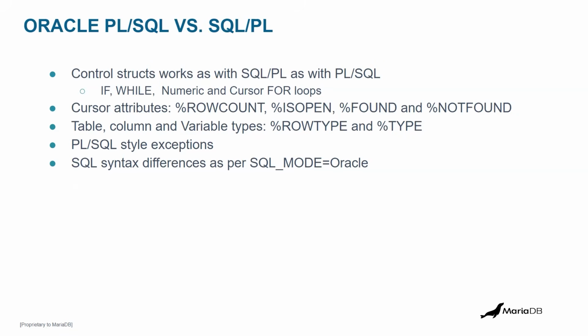Now, looking at the actual features supported in PL/SQL versus SQL/PL in MariaDB, the usual control structures like if statements, while loops, what have you, cursor for loops, those things are supported, right? Cursor attributes are also supported, similar to what's supported in Oracle: row counts, %ISOPEN, what have you. Table and column variable types that reference other tables and other types are there. We do support PL/SQL style exceptions, and all the usual differences in the SQL itself are also supported, because this has to be run in SQL Mode Oracle, so the same goes for the built-in SQL inside the procedures or functions themselves.